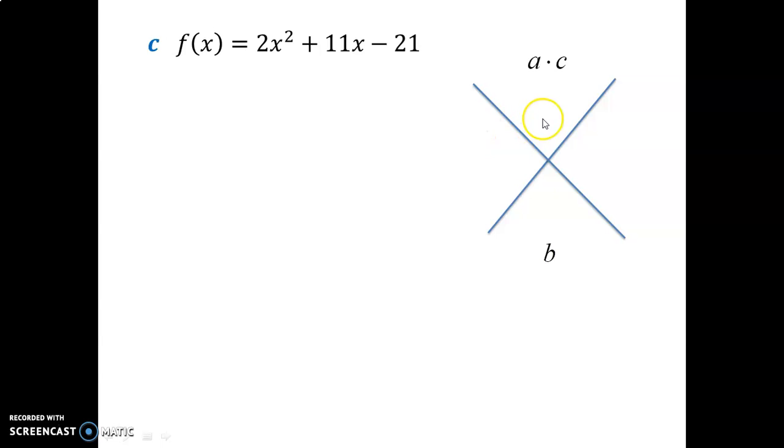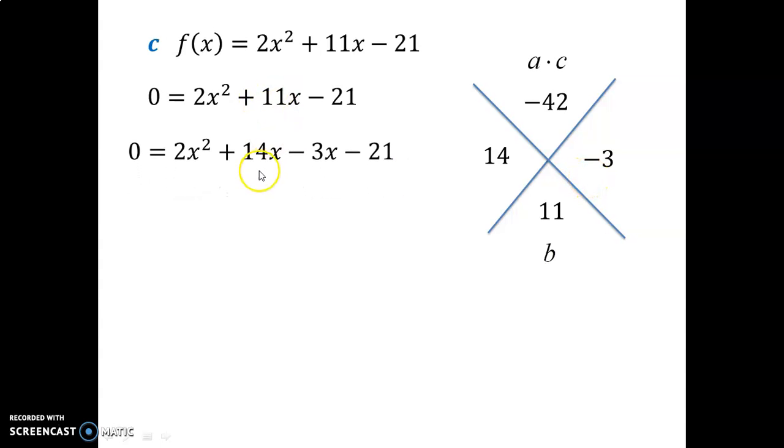Okay, in c we need to use the longer technique here. We have an a value that's not 1, so we can begin by setting it equal to 0. We can then do a times c is -42, b is 11. What are the two numbers? Those two numbers are 14 and -3. Now we can expand this like this. Now go ahead and try the grouping technique to see if you can factor it.